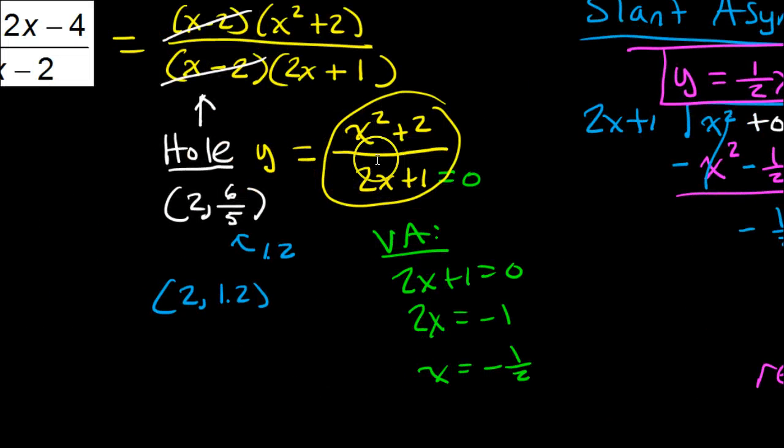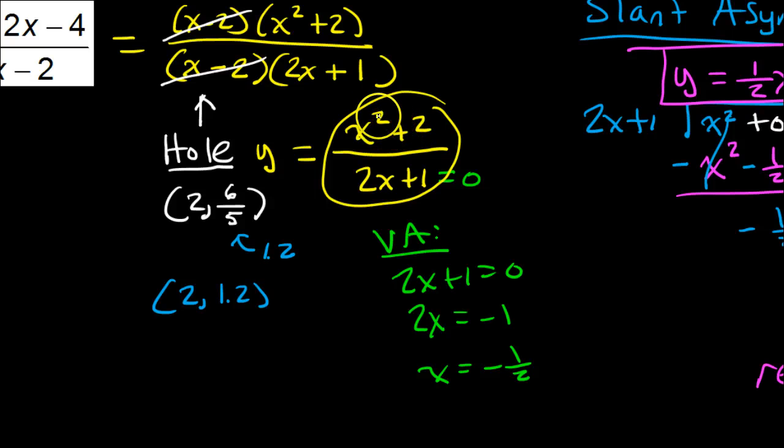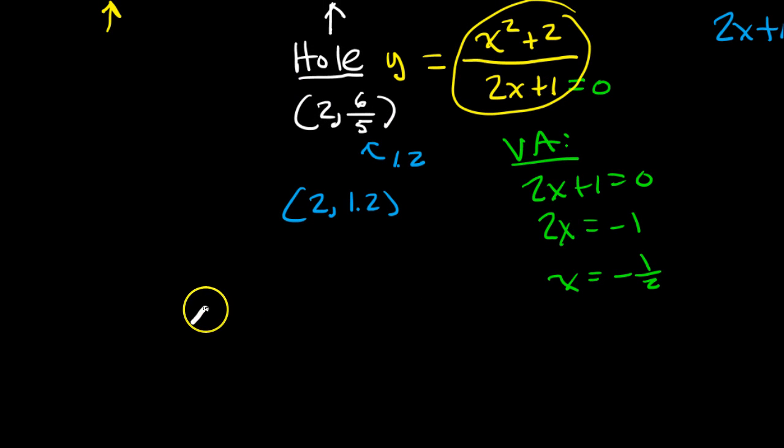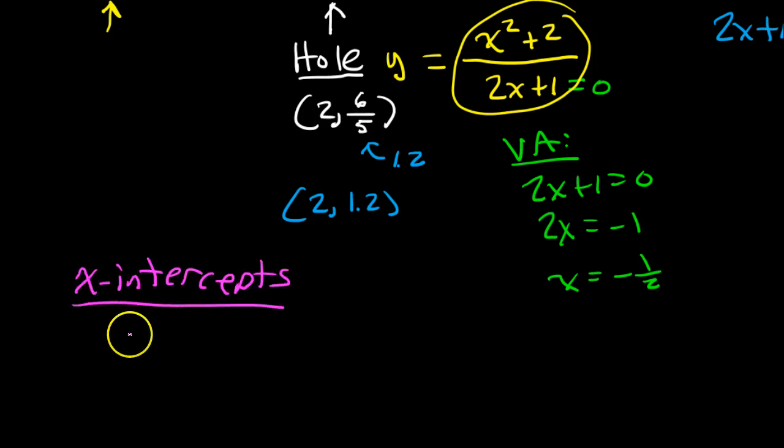All right, now again going back to the simplified version of the problem, we can find the x-intercepts by setting the numerator equal to 0. Okay, so I'm going to find my x-intercepts. Since we can get the x-intercept by setting the numerator equal to 0, I'm going to be setting x squared plus 2 equal to 0. Now if I subtract 2 from both sides, that gives me x squared equals negative 2.